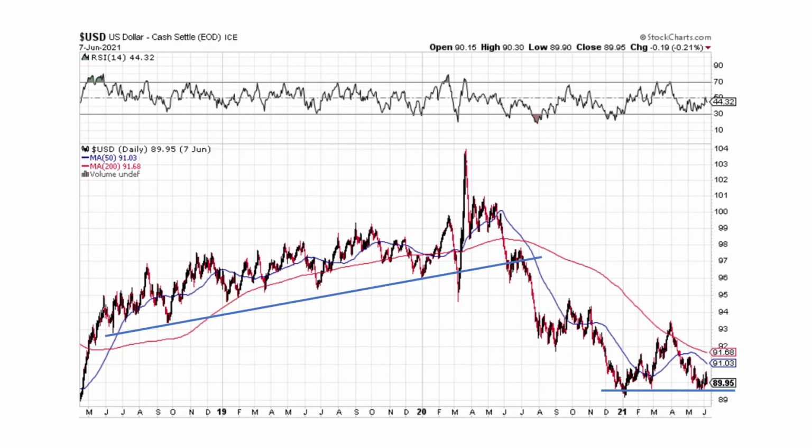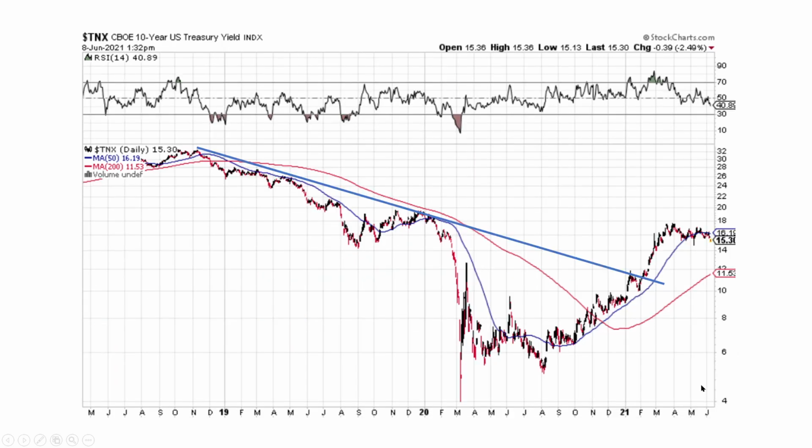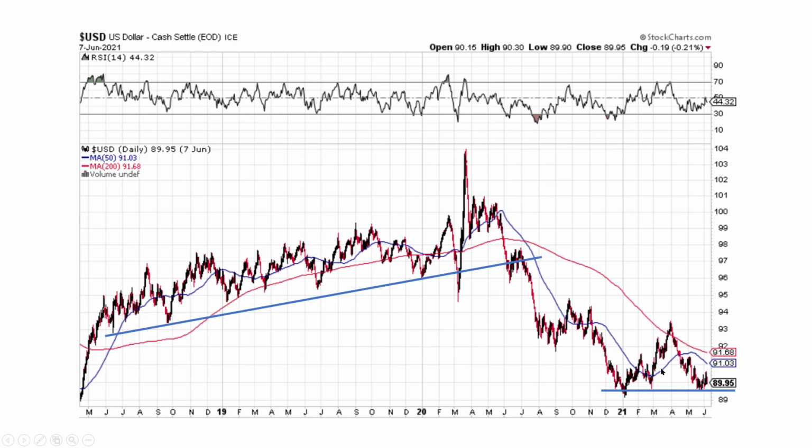This is what the dollar looks like. We're right there at support. We could say that this is a head and shoulders kind of developing. We could break to the downside, which then would probably bring rates back up. So we'll see what happens here.